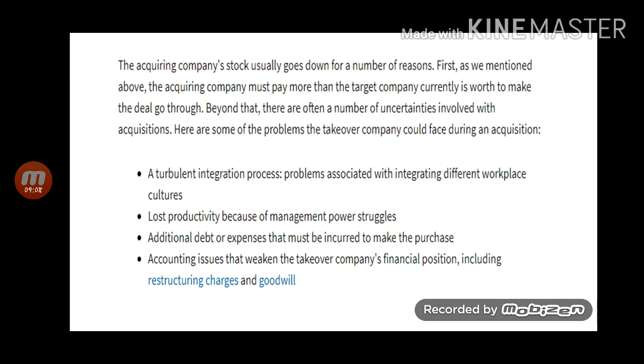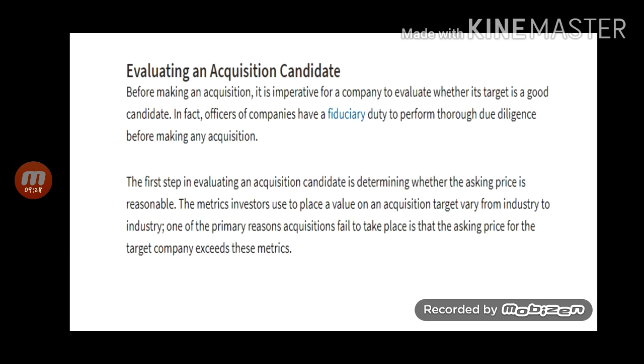So now the acquiring company might have additional debt or additional expenditure. The accounting of the acquiring company might also become weak because of the weak financial position of a company. So there are many reasons why the share price of the acquiring company goes down for a short period of time. So it becomes very important for the acquiring company to thoroughly check the target company, whether it will be profitable or whether it won't be profitable.